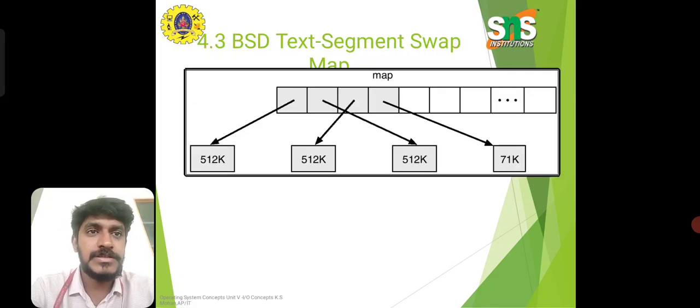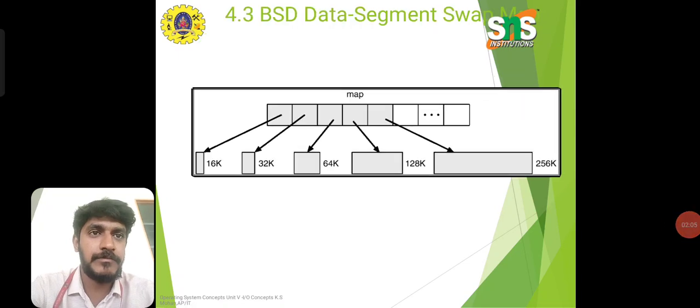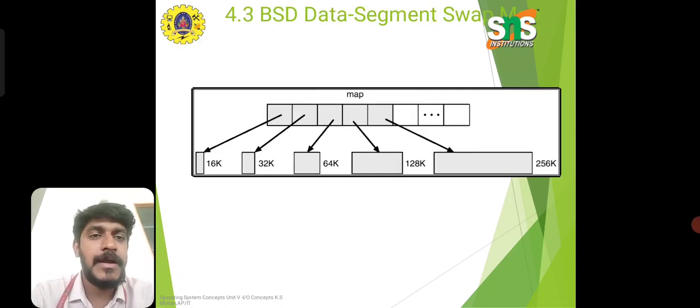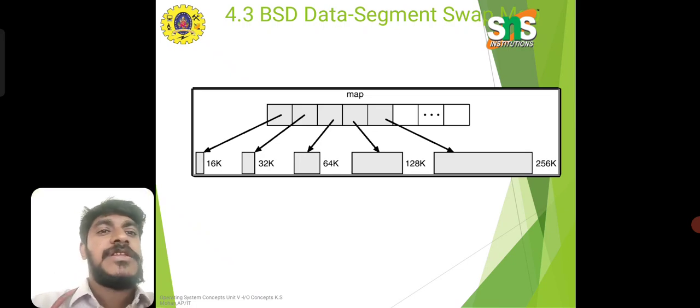Then in 4.3 BSD text segment management, the swap is 512 KB, which will contain the major parts of the text swap management. Then we have the data segment swap map, which can be 16K, 32K, 64K and 128K, and 256K will be a data segment swap.